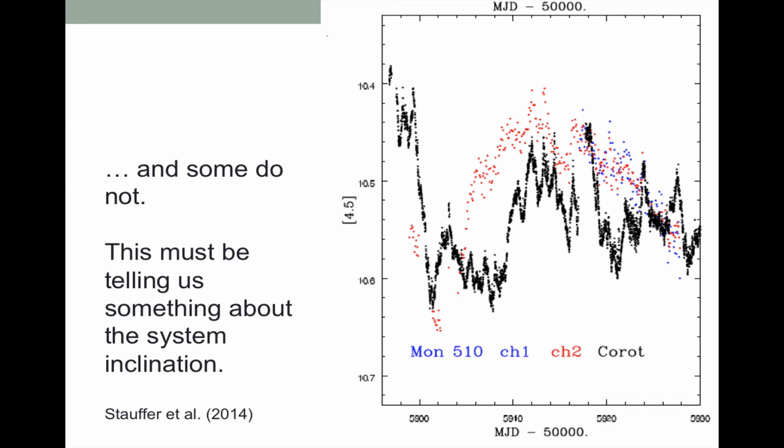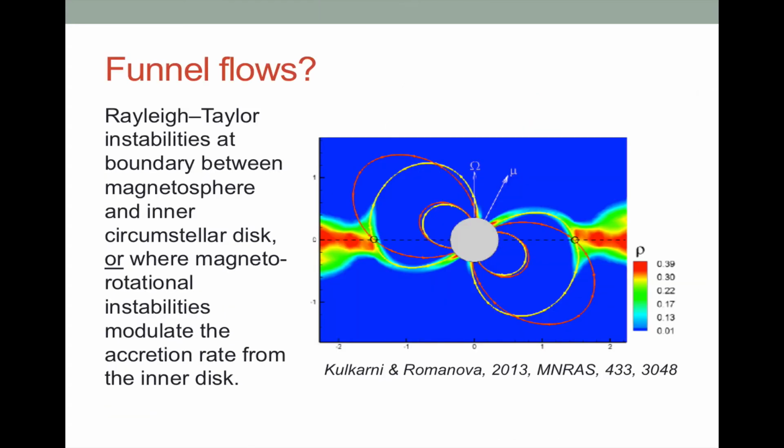So this is telling us something about the system inclination. We haven't completely unpacked exactly what yet. It could be, in some of these cases, specifically these stochastic accretors, that what we're looking at is funnel flows.